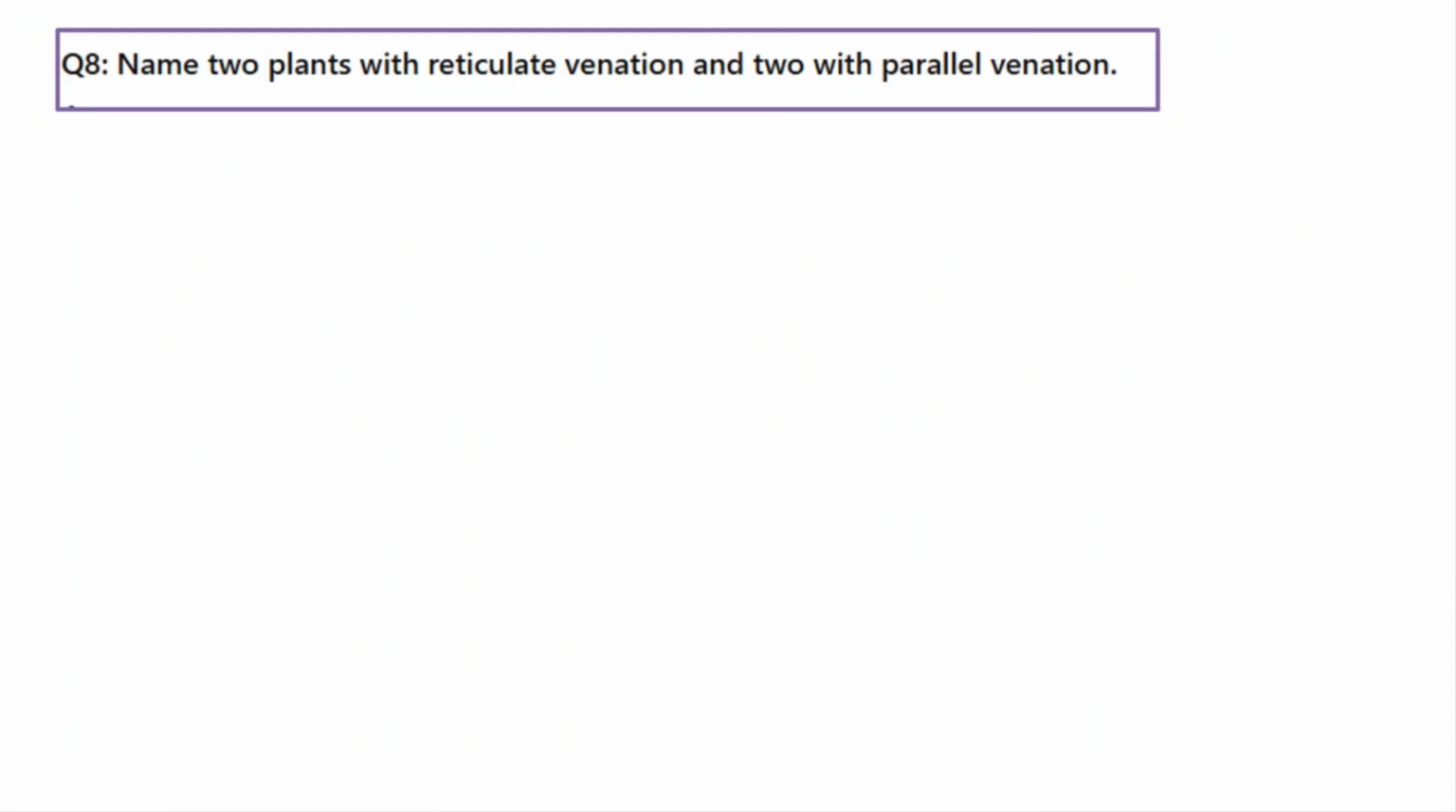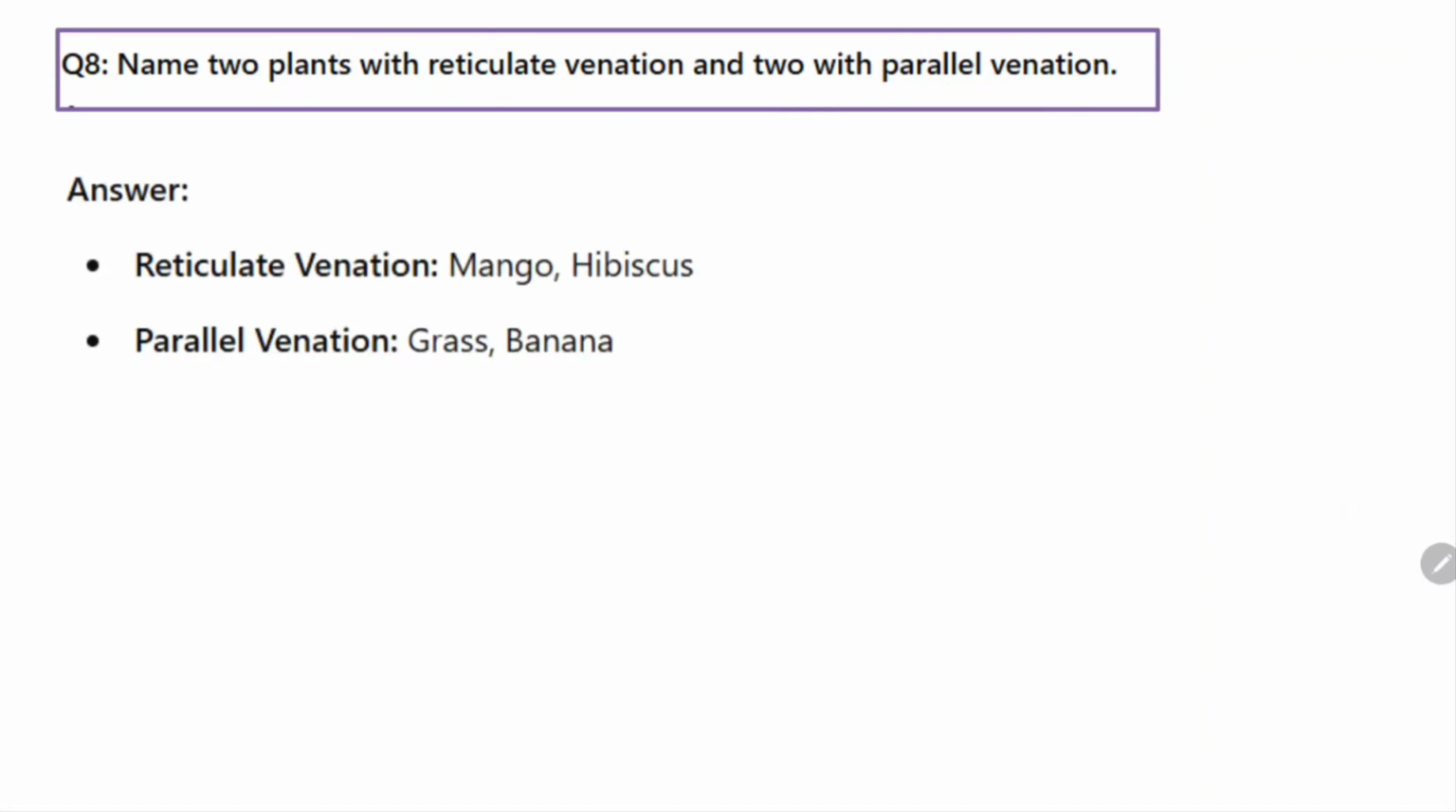Next, name two plants with reticulate venation and two with parallel venation. So we have to name two plants whose leaves show reticulate venation, where there are net-like veins in the leaves, and two with parallel venation. So what are the plants? Reticulate venation, mango and hibiscus, and parallel venation, grass and banana.